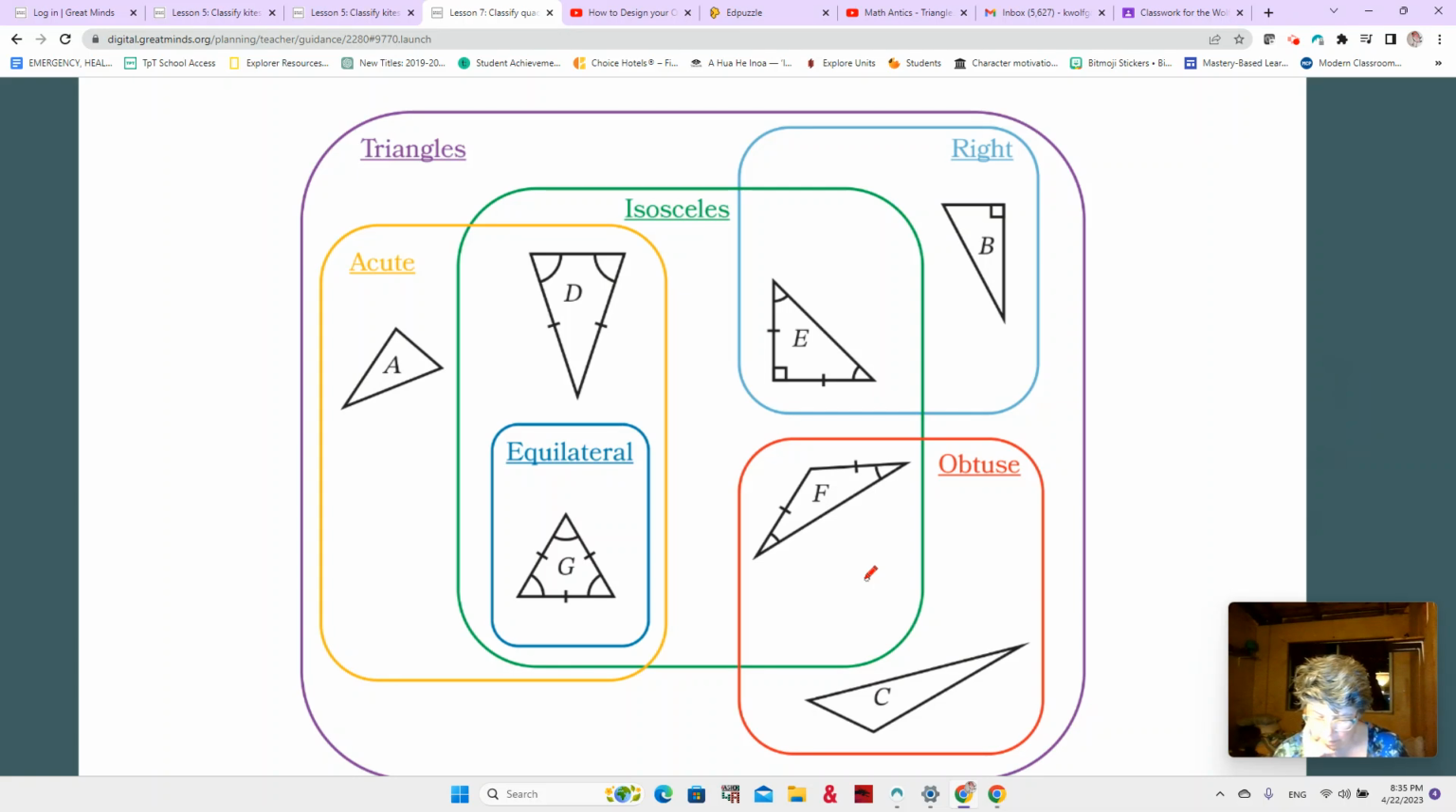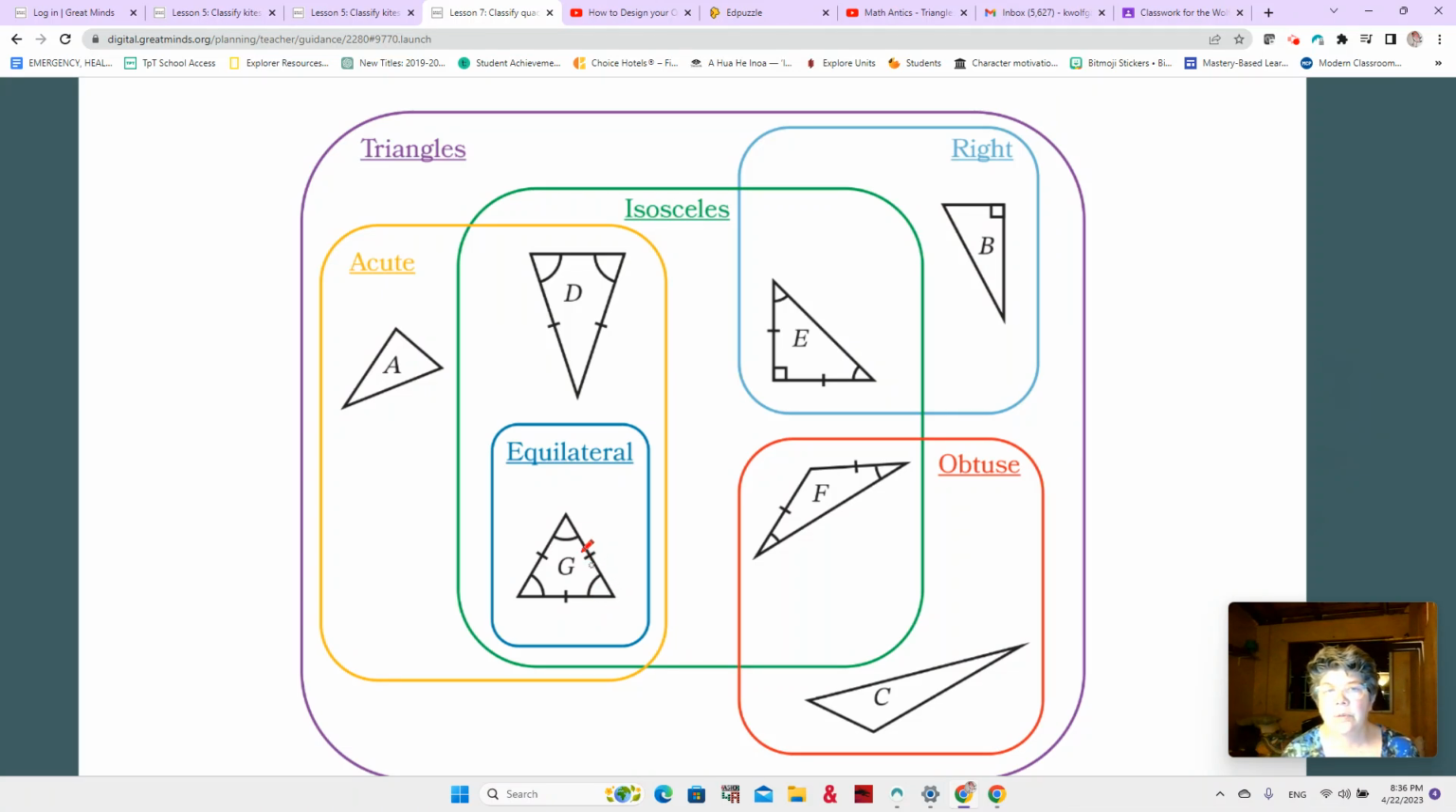F is isosceles and obtuse, right? Two sides that are equal length and two angles that are equal and one obtuse angle, right? Here we have one obtuse angle. See, the angle is more than 90 degrees, right? More than 90 degrees. And no sides that are the same in letter C. Then let's look at G. Yeah, G, all equal sides. Also acute, notice 3 acute angles there.